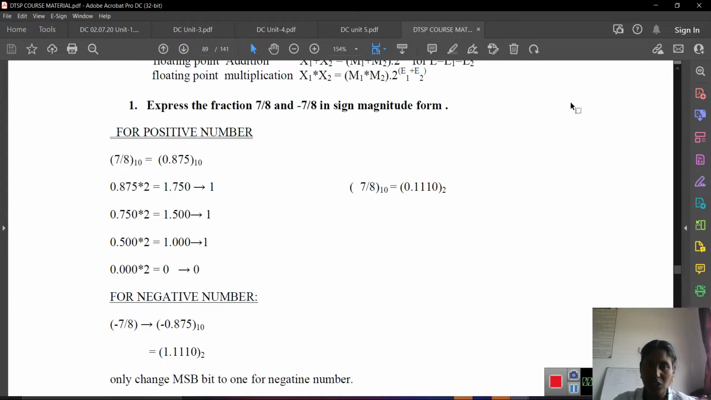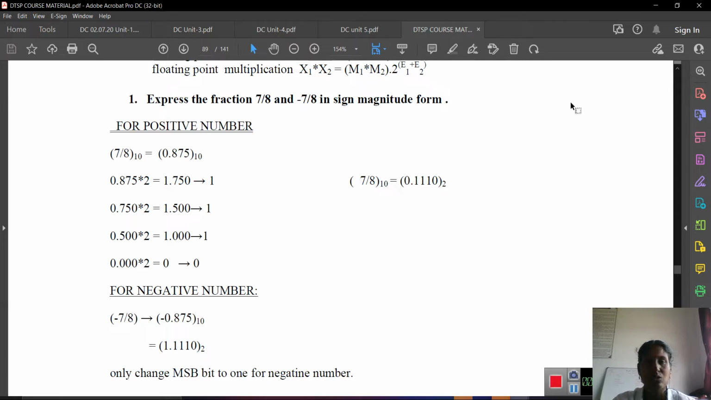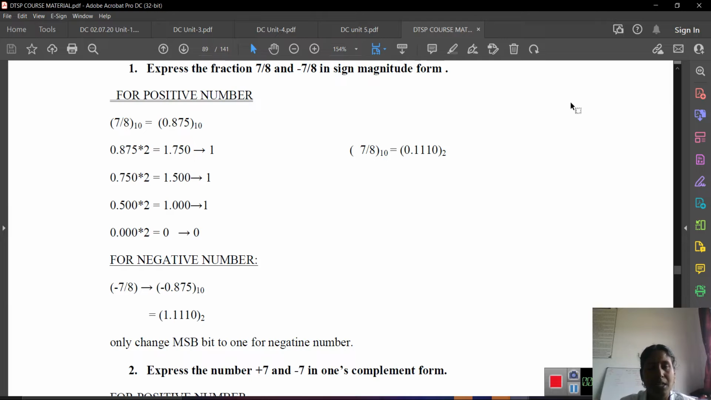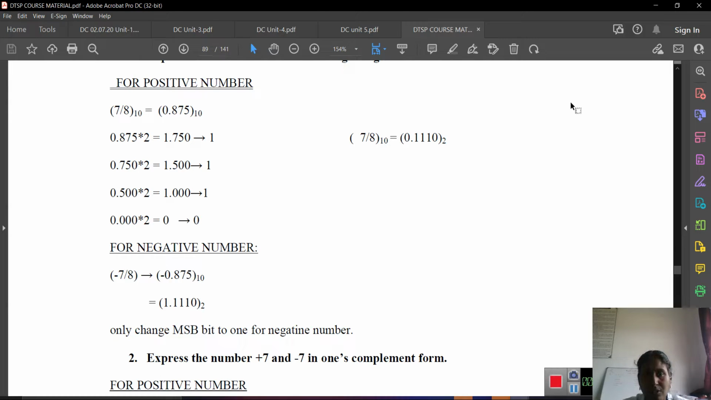Now, let us express the fractions 7/8 and minus 7/8 in sign magnitude form. For the positive number 7/8 in decimal, we get the result 0.875. See the calculation here: 0.875 times 2 gives 1.750. At a time we take only the integer part, 1. Then the fractional part 0.750 is again multiplied by 2, we get 1.500, with integer part 1. After that, 0.500 is again multiplied by 2, we get 1.000, with integer part 1. Then 0.000 multiplied by 2 gives 0.